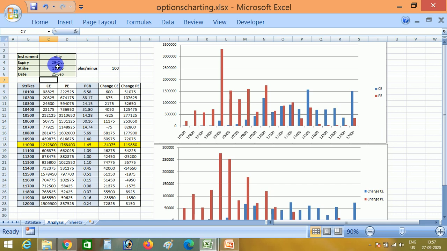So like this, we have data like this in the option charting. We will add the values here. Plus minus 100 are the strikes we would like to check. So we are having data for call and put. The put call ratio is here, and the change in call and change in put. And in the graphical presentation, we will add more data as per our analysis and our data sheet. So I would like to share this sheet with you.